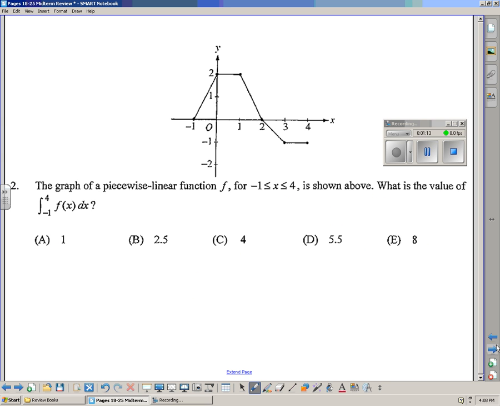All right, number two is a question that we will get to, but not yet. It says the graph of a piecewise linear function from -1 to 4 is shown above. What is the value of the definite integral from -1 to 4 of f of x dx? The meaning of this is something called the net signed area between the curve and the x-axis, similar to displacement. So we want to get the net signed area between the graph and the x-axis.